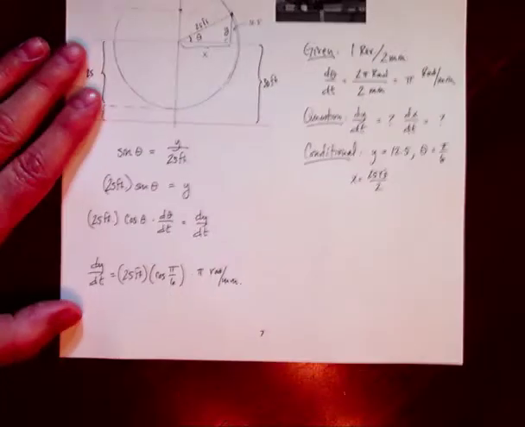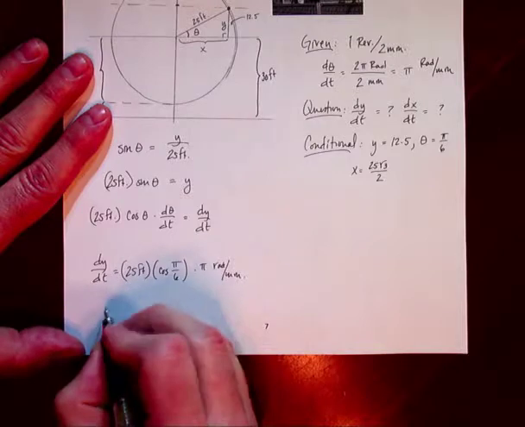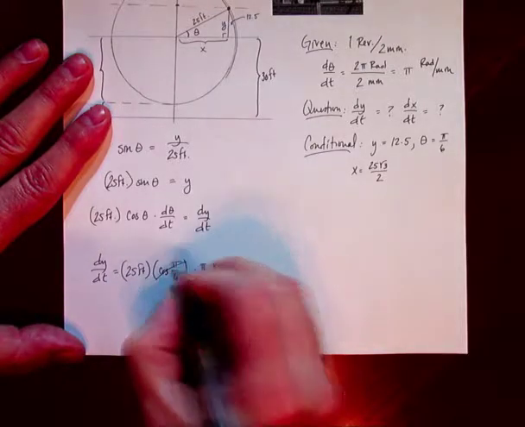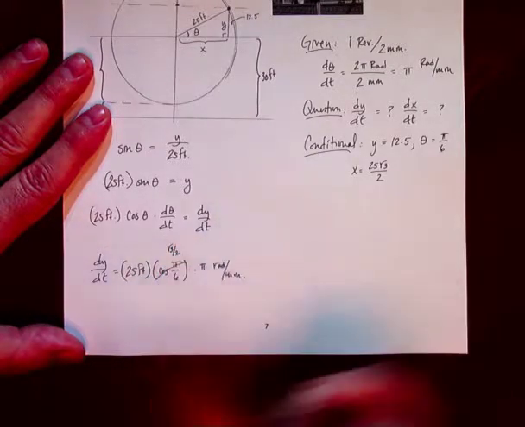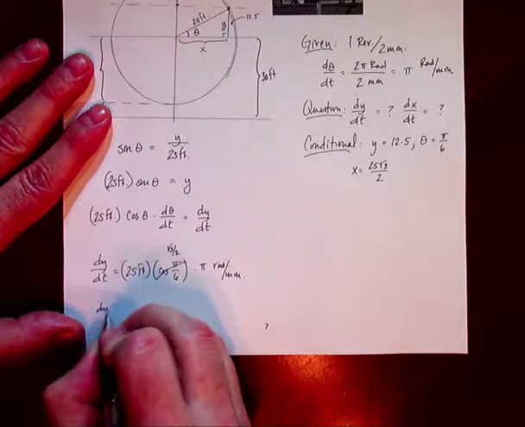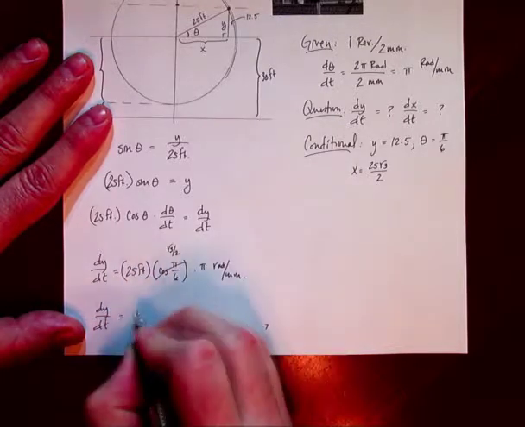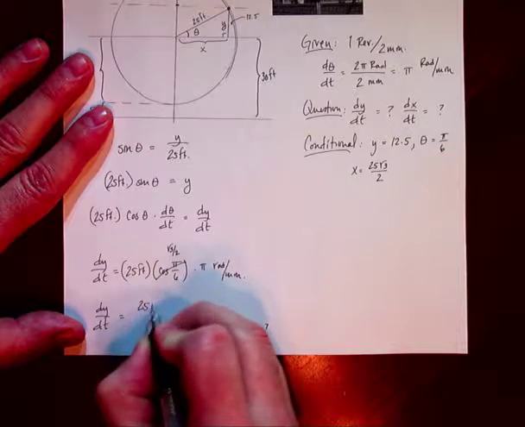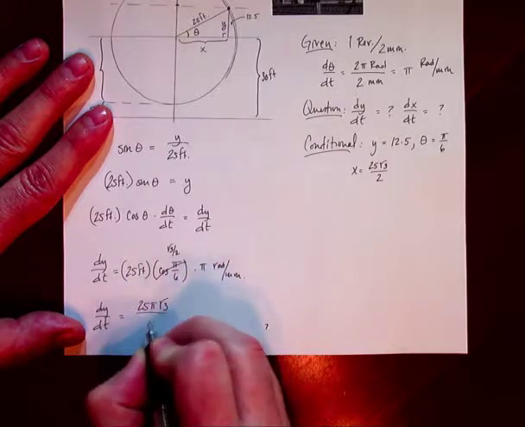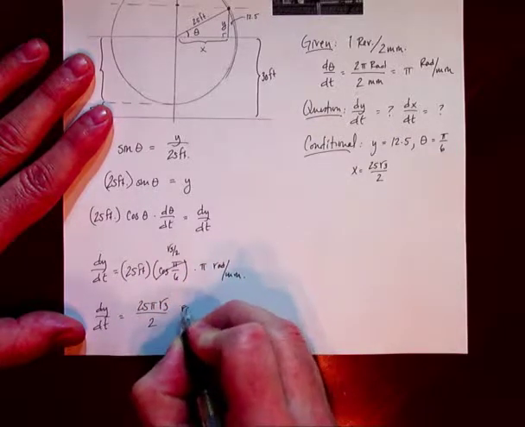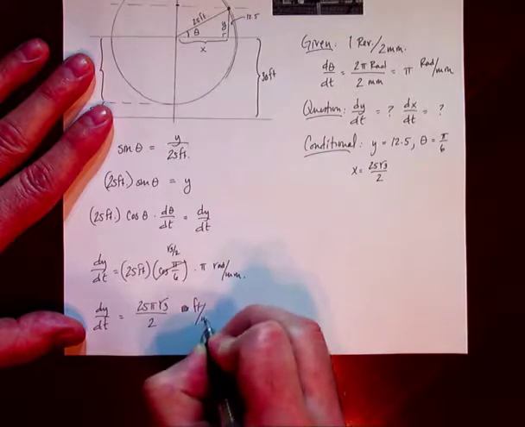Now remember, radians as sort of a pseudo unit is going to evaporate. Cosine of pi over 6, like we've said before, is root 3 over 2. So my dy dt is 25 pi root 3 over 2, and the radians disappear, and that's feet per minute.